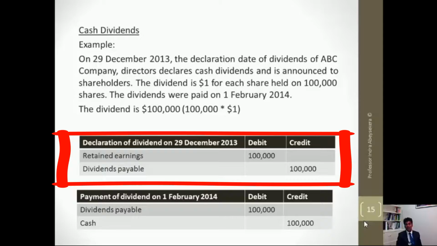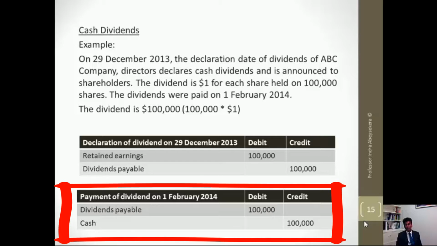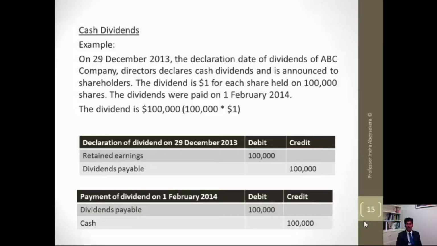So part of the shareholders' equity decreases because that is taken out and given away for personal use to owners. When the cash is being paid, we decrease cash, credit cash, and debit dividends payable. So the shareholders' equity decreases at the time the dividends are declared rather than at the time dividends are paid.